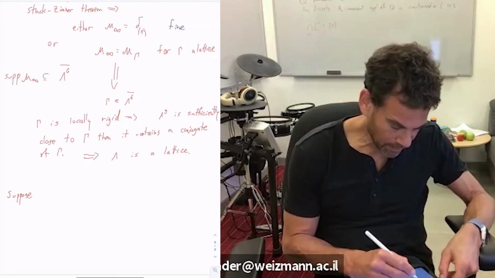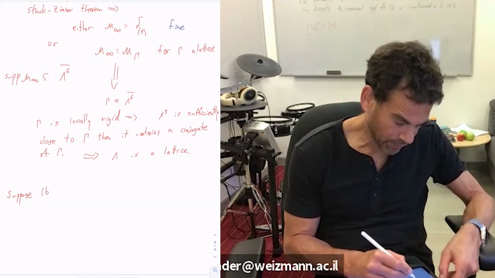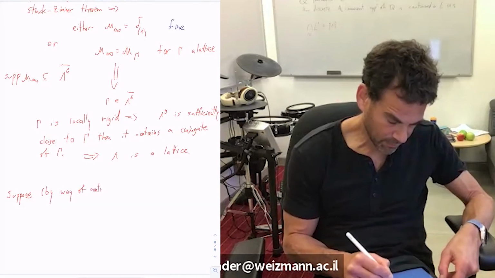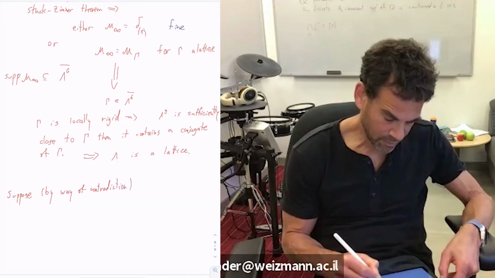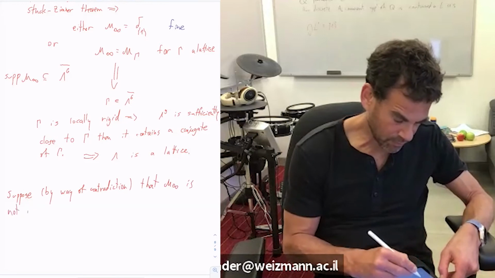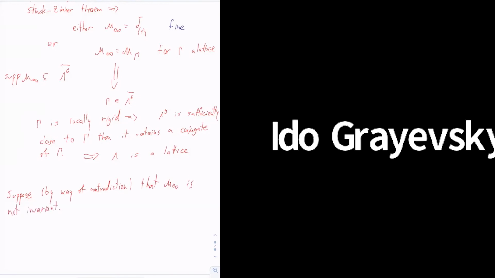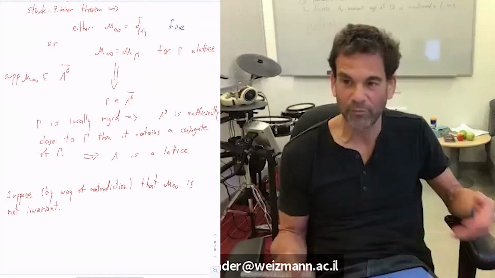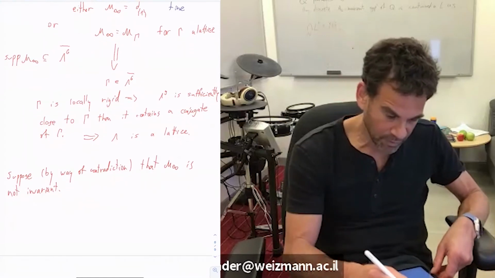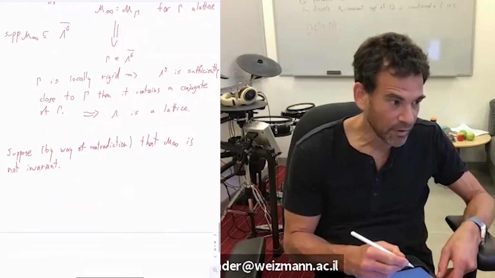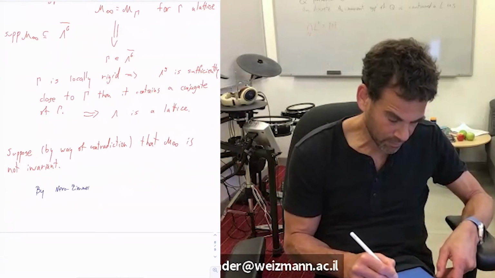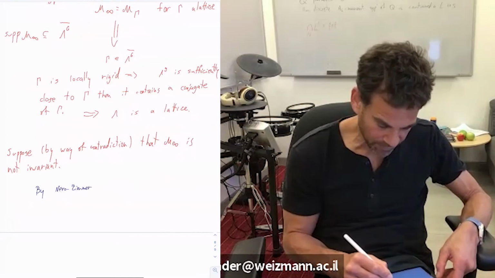Suppose now, by way of contradiction, that mu infinity is not invariant. So if it's invariant, then we're done. And now we show that if you assume that it's not invariant, we actually get that it is invariant, because it must be the trivial, the Dirac on the trivial. So by Nevo-Zimmer, we have a parabolic factor.